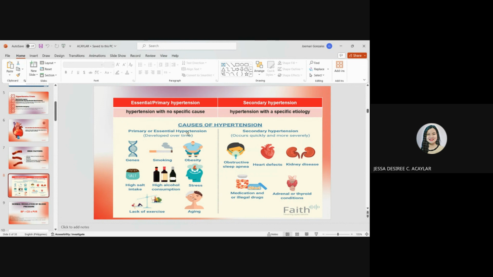So, eto po, may nilagay po akong mga examples. Causes of hypertension sa secondary occurs quickly and more severely. Maybe dahil may obstructive sleep apnea, heart defects, kidney disease, medication or illegal drugs, adrenal or thyroid conditions. So, meron tayong mga contributors to development of hypertension according sa mga epidemiologic evidence. Ang mga contributors po na ito ay yung mga genetic factors, psychological stress, environmental factors, at saka mga dietary factors. Nagde-develop siya over time kaya dun siya nagre-result most of the time sa primary or sa essential hypertension.